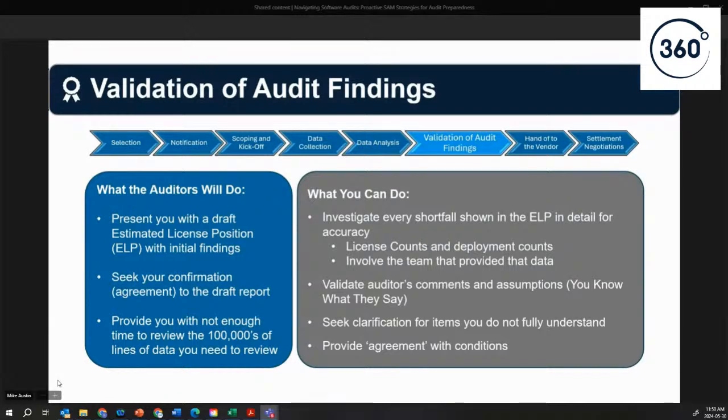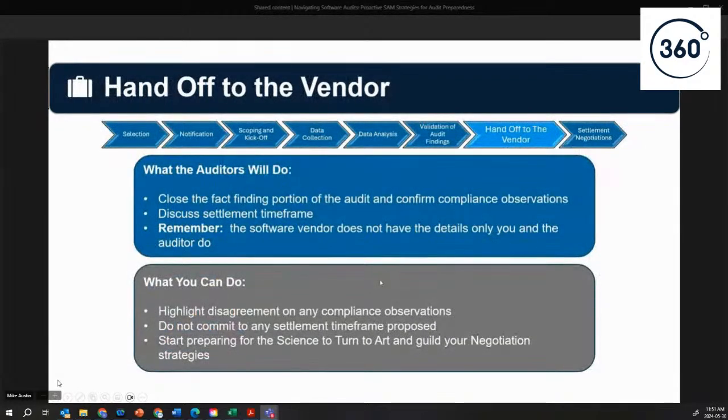And so we don't want that, and we don't want the true up in there either, because it's like, oh, the true up. So you have to understand that stuff, and that's why we want to make sure that's documented very well. And so then the next piece is it gets handed off to the vendor, right? And so what will the auditors do? The auditors will do a closeout. So they're going to basically present it as fact findings to the software publisher.